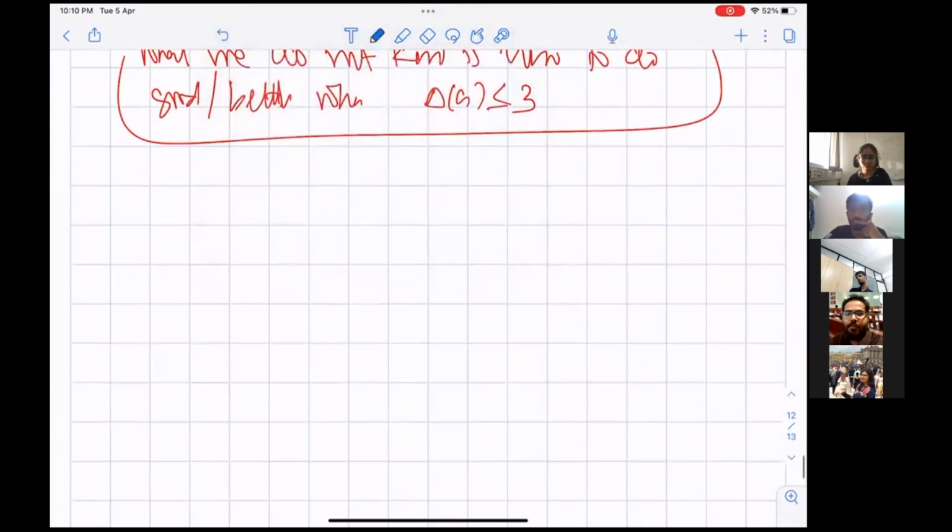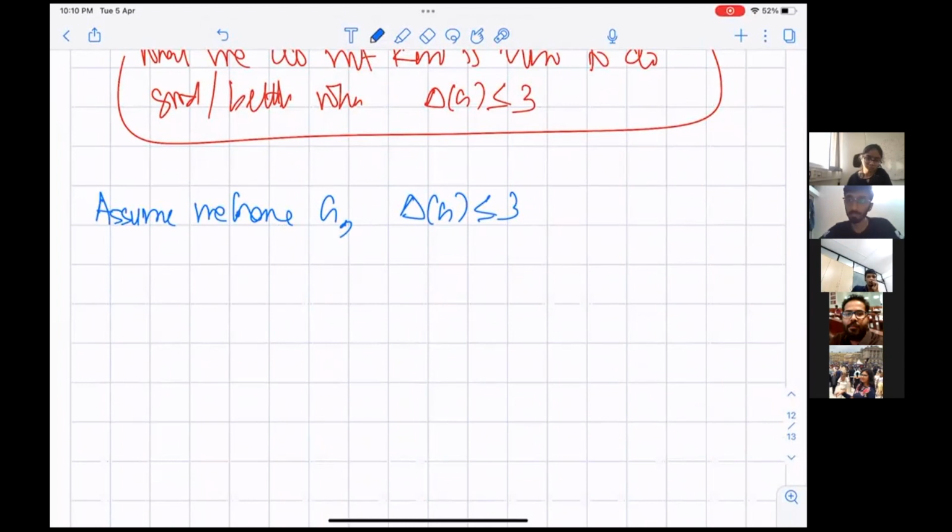Here is something interesting that happens. Now assume we have G with Δ(G) at most 3, and we want to find a good algorithm for this case. Then we will plug this algorithm into the general algorithm and get a good algorithm. So for now, let's assume that we are only trying to handle this.